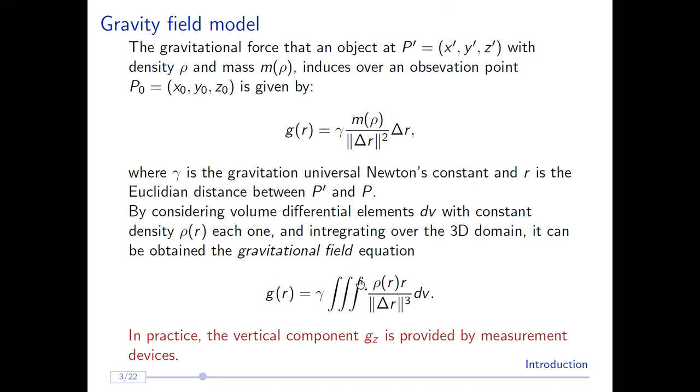that is an integral equation over the 3D domain. We observe that here appears the contribution of every single differential element, and we have this field G. In practice, what is measured by devices is only the vertical component. So this gives us a resulting field. In particular, we have only the vertical component, that we call G sub zeta.